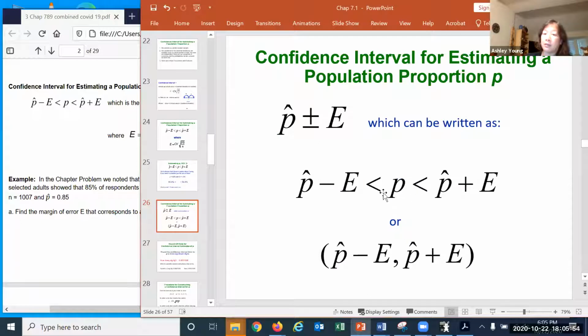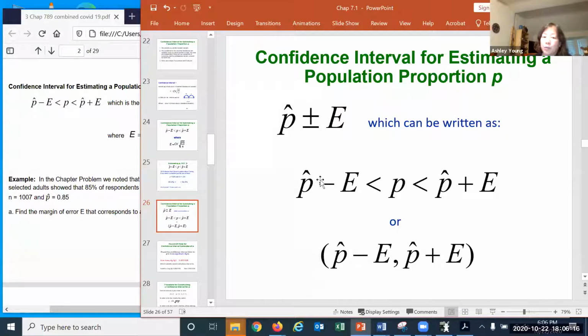Okay, so it's P that goes inside of here, not P hat. I know P hat. I don't know P. The whole confidence interval is to estimate P. So you can either write it this way. So this is what you should have. Don't write it like this. I want you to do the actual, don't be lazy. Do the addition and subtraction and find these two numbers here, right?